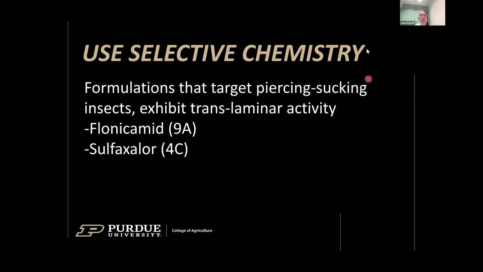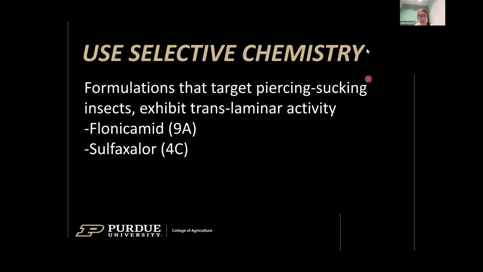So for instance, we have a variety of chemistries that are selective for piercing sucking insects in particular. So if aphids are a problem in your crop, using something like flonicamid, which is very effective at managing aphids, and one application we have seen provide season-long protection, is a good investment. This has translaminar activity, so it moves through the plant tissues, but only gets those piercing sucking insects.